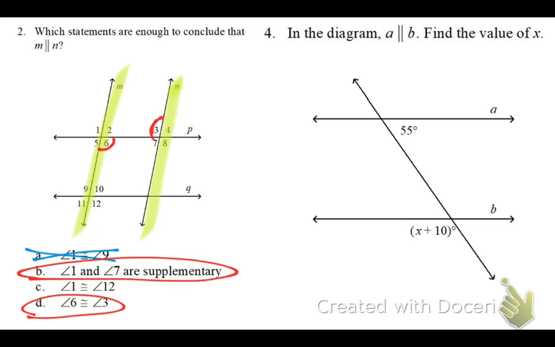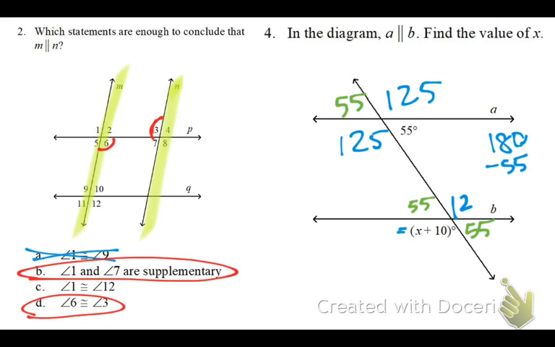So a lot of you did the zigzag, but then still did not do the answer correctly. So did 55 land on x plus 10? No. So does x plus 10 equal 55? No, it does not. It equals something else. How can I find out what the remaining angles equal? Subtract 180 and 55. What is 180 minus 55? It's 125. So that means all of these remaining angles are 125.